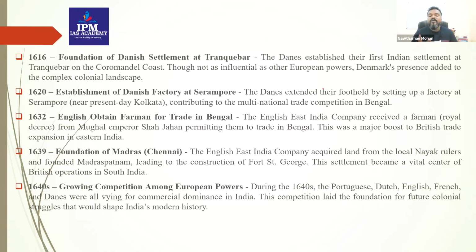Okay. Now, in 1612, the English obtained firman for trade in Bengal. Okay, that is also another important milestone event. So they got the firman. So the English East India Company received a firman, that is a royal decree, from Mughal Emperor Shah Jahan, permitting them to trade in Bengal. So they are now getting access to Bengal also. This was a major boost to British trade expansion in eastern India.